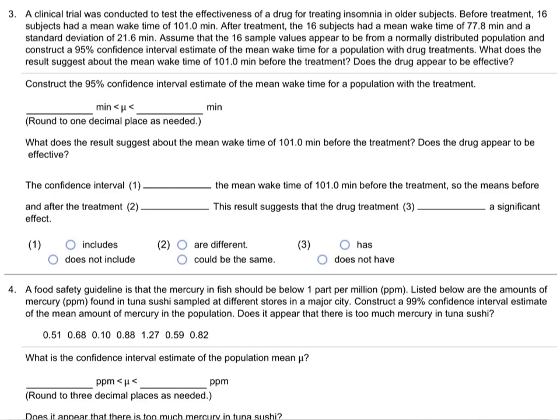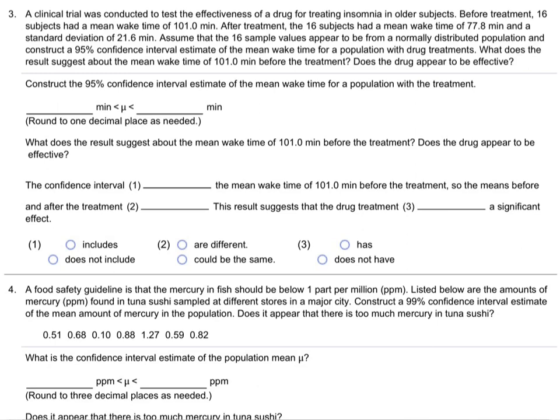Assume that the 16 sample values, so the 16 subjects, appear to be from a normally distributed population. Yeah, all of this has to be from a normal population, like usual, because all these things are based on a normal curve. And construct a 95% confidence interval estimate of the mean wake time for a population with drug treatments. All right, so, in other words, let me make sure the big idea is making sense.